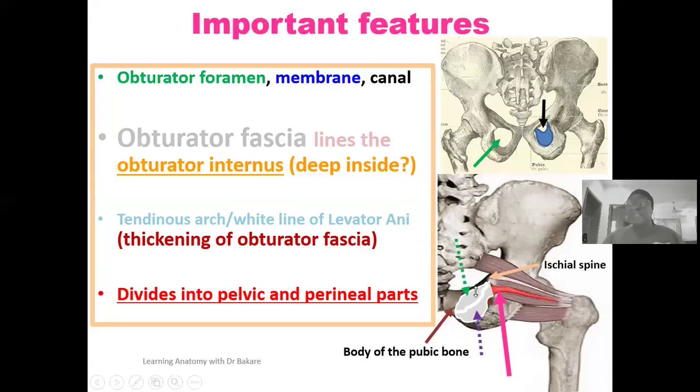Because we have this arc-like demarcation creating the connection point with the levator ani muscle, and we know that the levator ani muscle is what forms the inferior limit of the pelvic cavity.